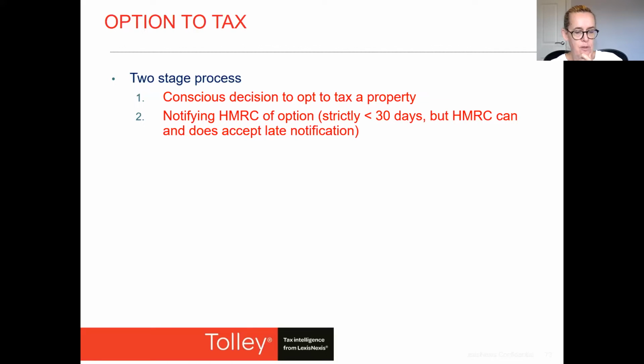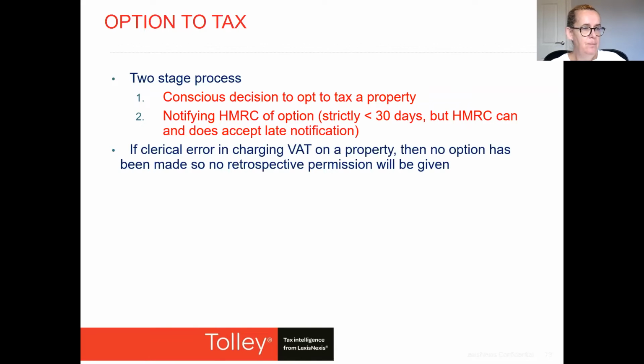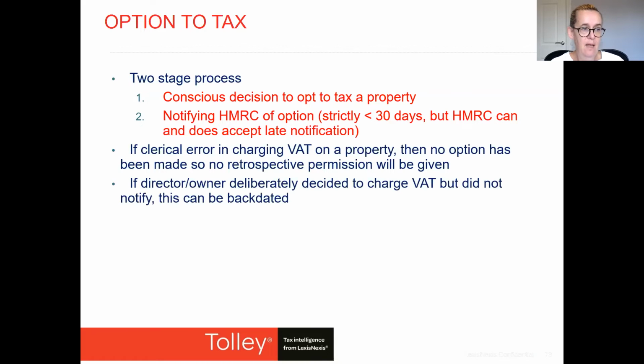Strictly, you have to notify them within 30 days, but HMRC does accept late notification. If there is a clerical error in charging VAT on the property, then no option has been made, and it is likely that no retrospective permission will be given. If the director deliberately decides to charge tax, so that there was a conscious decision to opt to tax, but didn't get round to notifying, then potentially it can be backdated, but it is not straightforward.